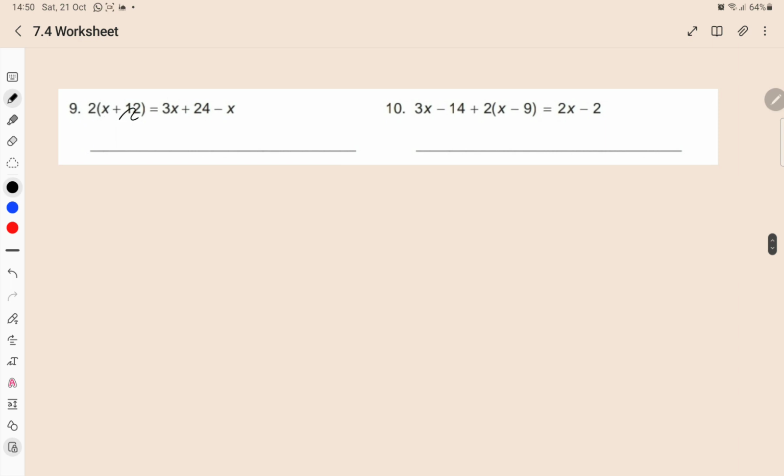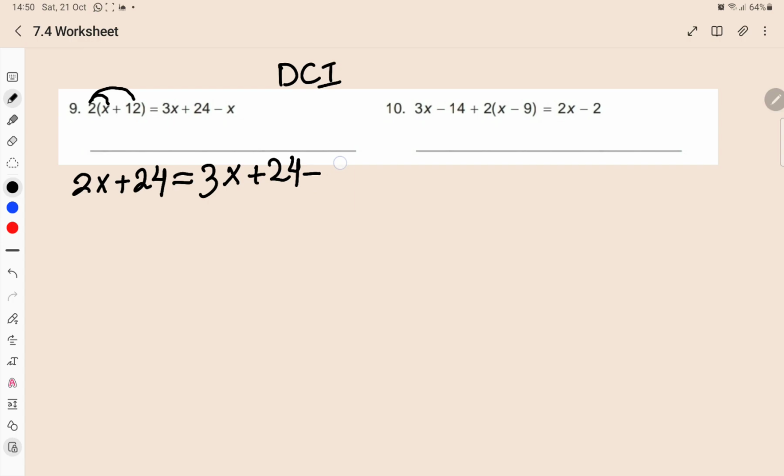Now, 2 bracket x plus 12 equals 3x plus 24 minus x. Again, DCI, distribute 2 times x and 2 times 12. This would be 2x plus 24. 12 times 2 is 24 equals 3x plus 24 minus x. Very good. What are the like terms? Here you have 3x, negative x, and 2x. Try to combine 3x minus x. This would be 2x. What do you still have? Plus 24. And you still have the equal sign here in the middle.